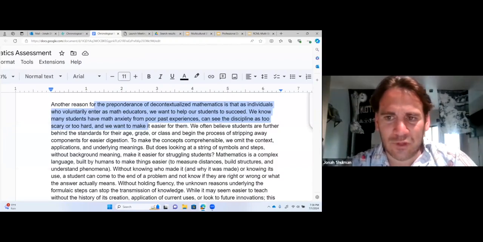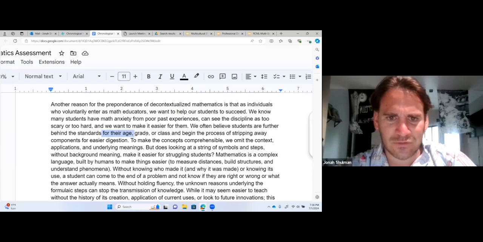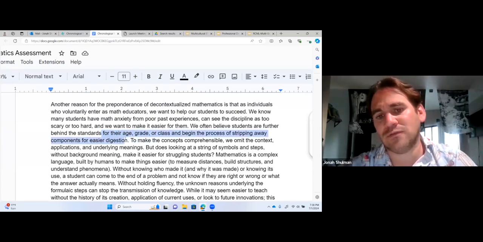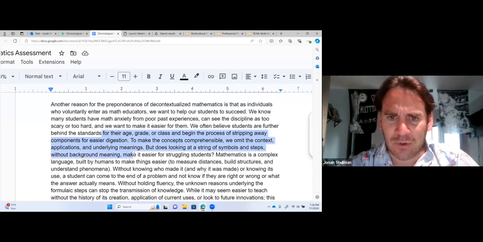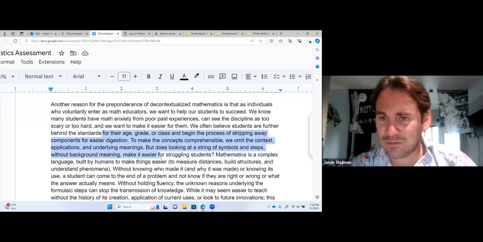And so we often believe that students who are further behind the standards for their age class need us to begin the process of stripping away components. So we were just trying to make it easier for them, right? We omit context, applications, and meanings, but does looking at a string of symbols and steps without background meaning make it easier for struggling students?